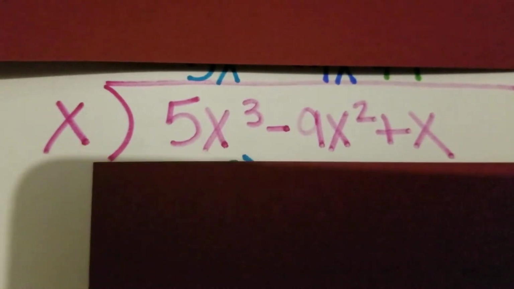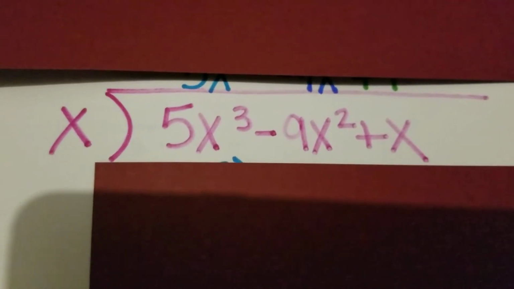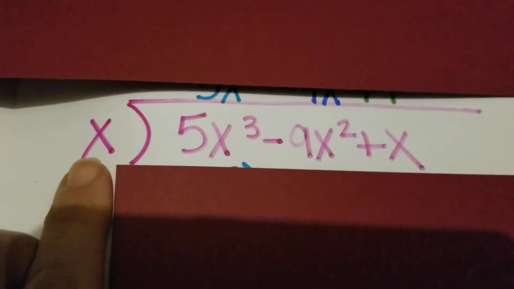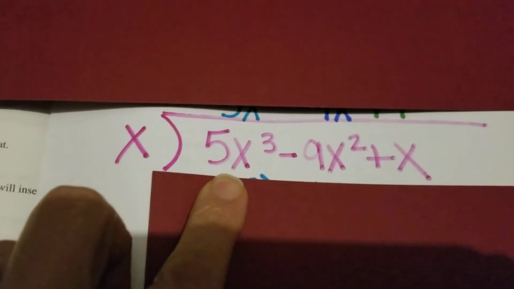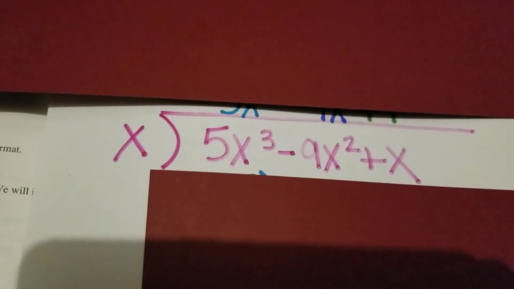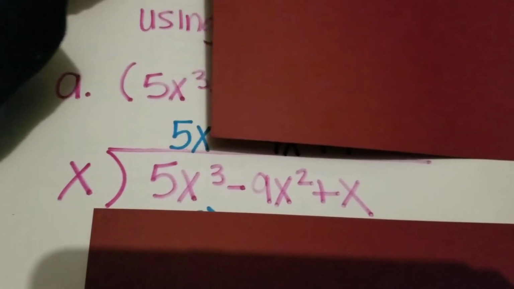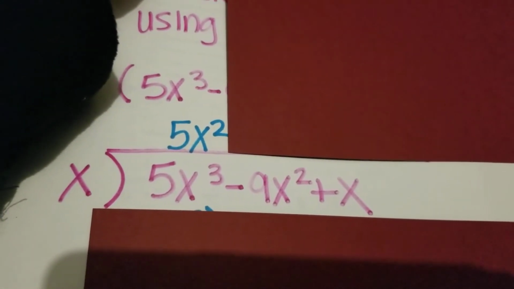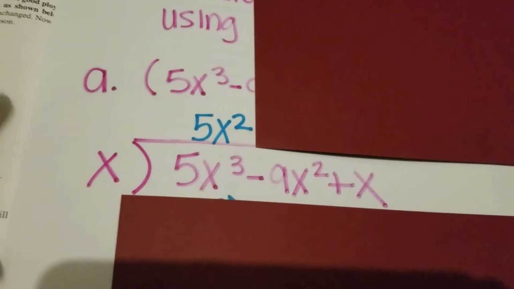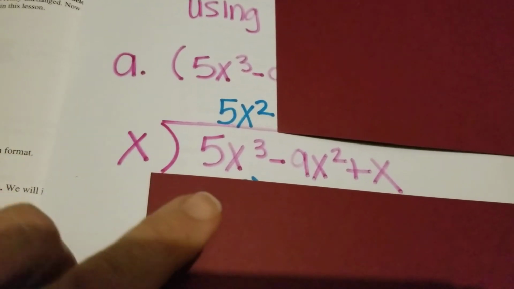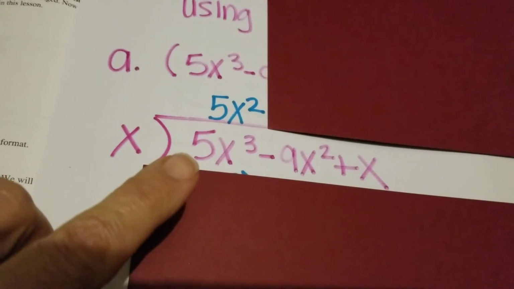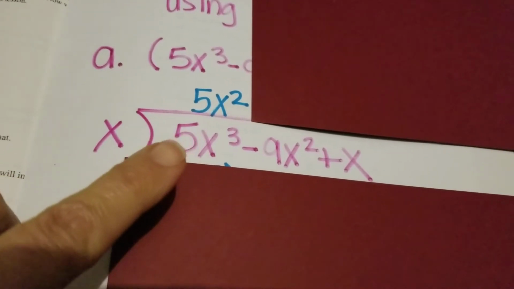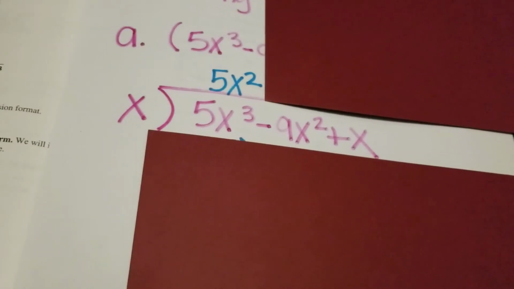Now the basic idea here is like long division. We have to ask, how many times does x go into 5x cubed? So what times x equals 5x cubed? If we think about that, 5x squared times x equals 5x cubed. We always want to get the number to equal this first number that we're dealing with, okay?